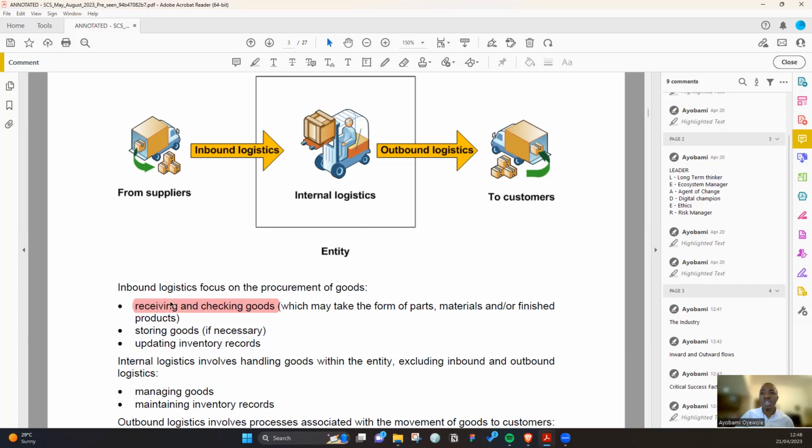How do you receive it? Is it manual? Is it by automation? All of these things are what you have in this place. Those are the kind of things that must be managed efficiently. You have storing of the goods if necessary, and then you have updating the inventory records. Those are the things that are usually involved in the inbound logistics.